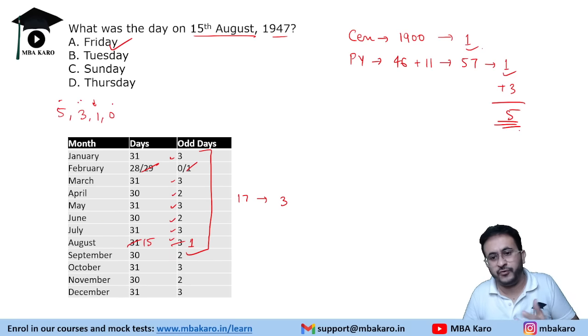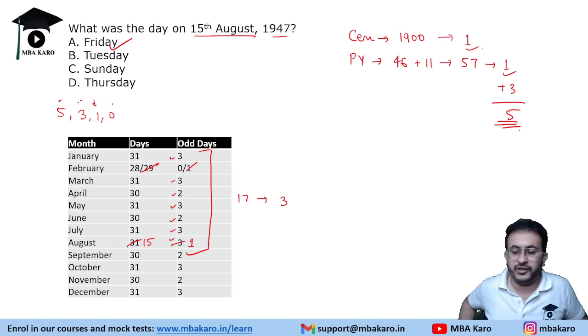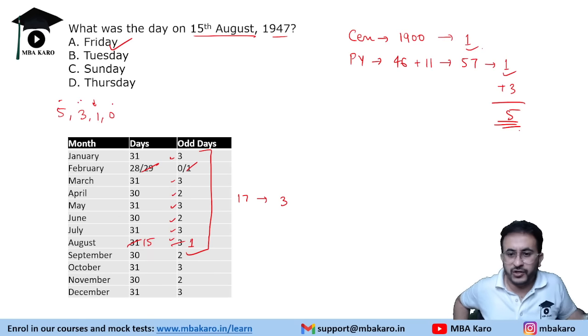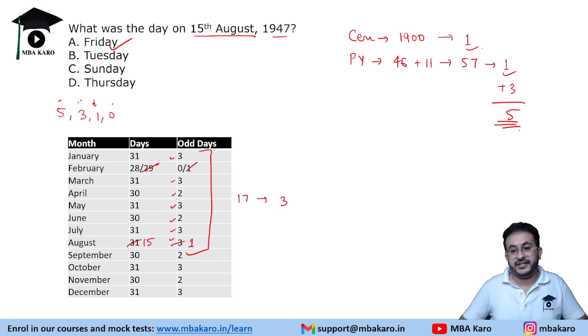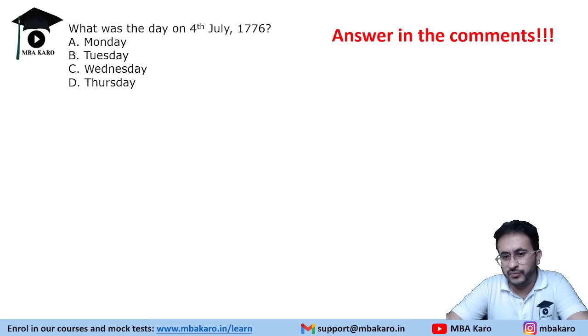Okay, so this is how we calculate the day on any given date. Like let's say if I give you the day on, let's say, 7th of October 1864 or any other day, you can easily calculate that. So try this out with some examples. One of them is given to you as homework here.